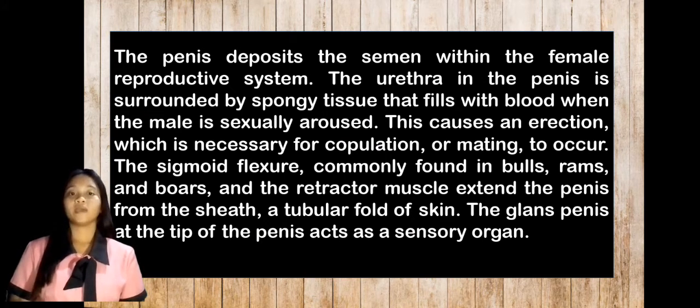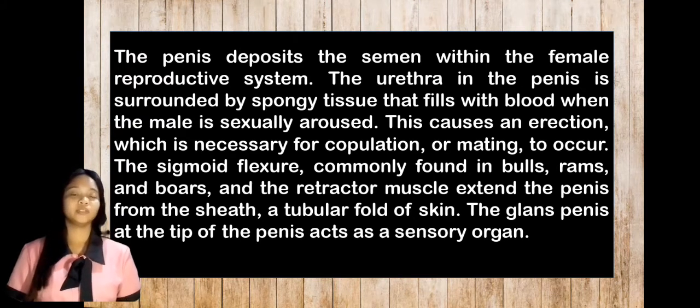The urethra in the penis is surrounded by spongy tissue that fills with blood when the male is sexually aroused. This causes an erection, which is necessary for copulation or mating to occur. The sigmoid flexure, commonly found in bulls, rams, and boars, and the retractor muscle extend the penis from the shaft.